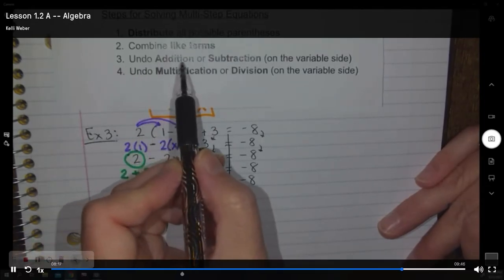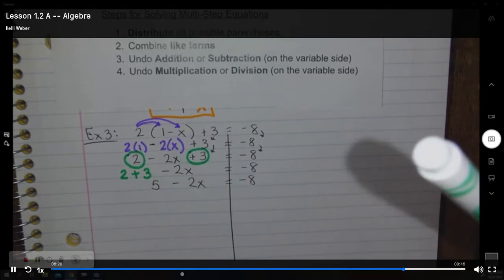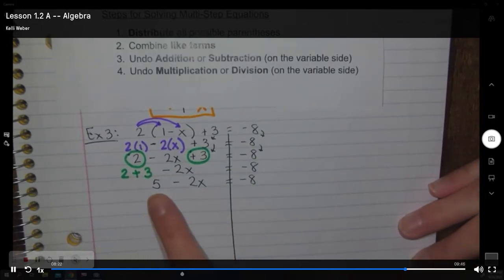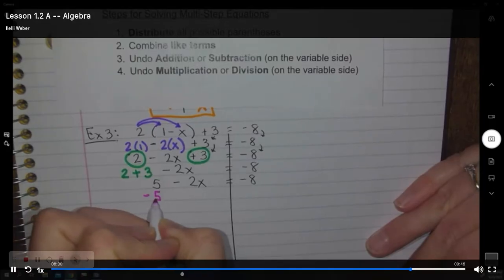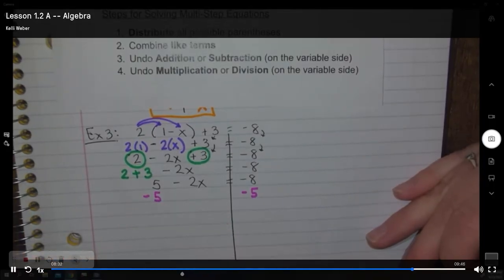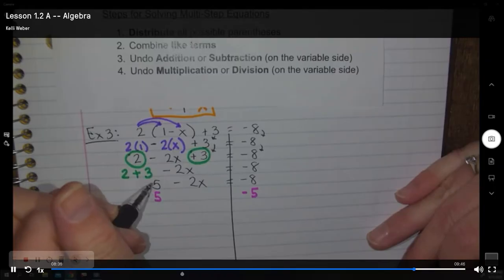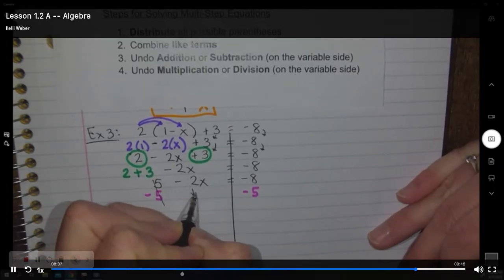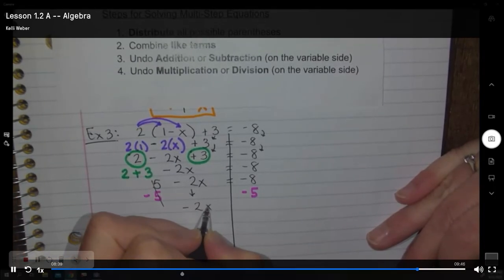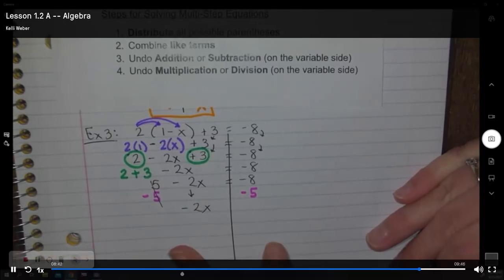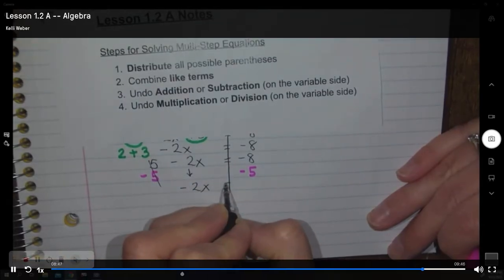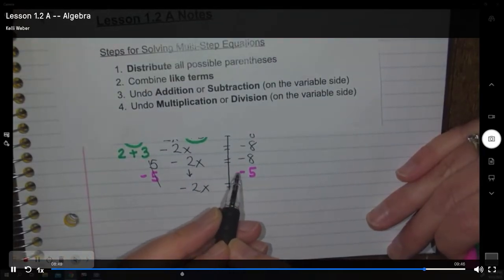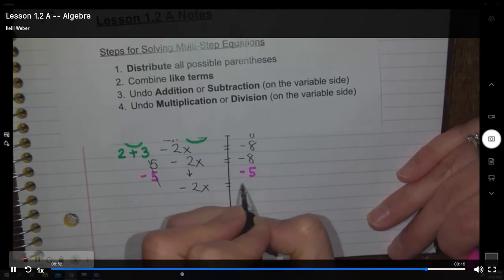So now we're on to step 3. Undo addition or subtraction on the variable side. On the variable side, I'm dealing with a positive 5. So I am going to subtract 5 from both sides. So 5 minus 5 gives us 0. We're going to bring down this minus 2x. Don't forget the sign in front of it. It's really important. And then, again, with our two negative signs here, negative 8 plus negative 5 is negative 13.